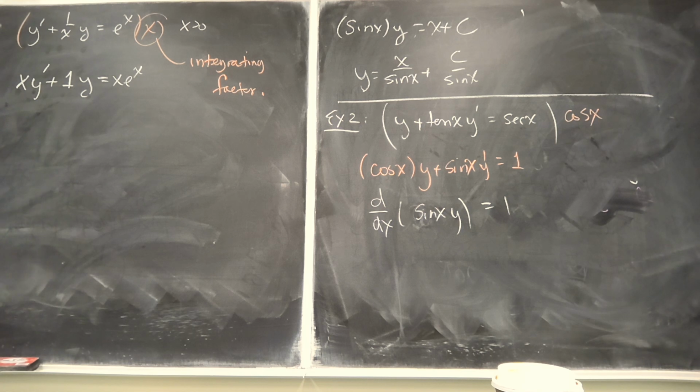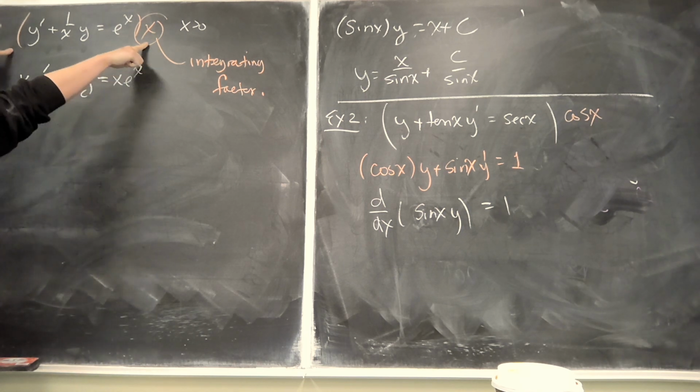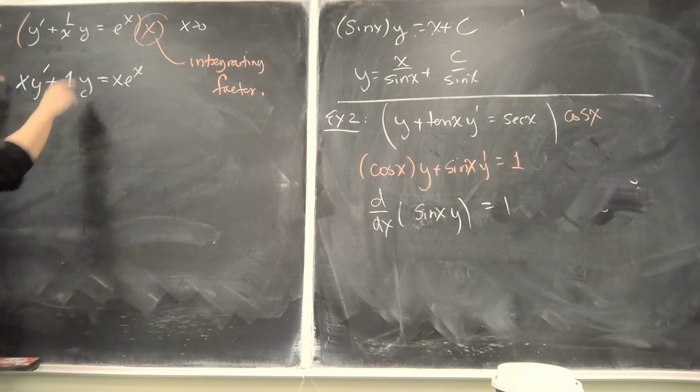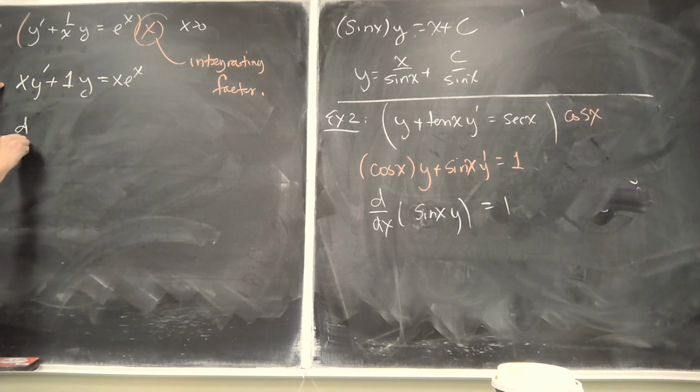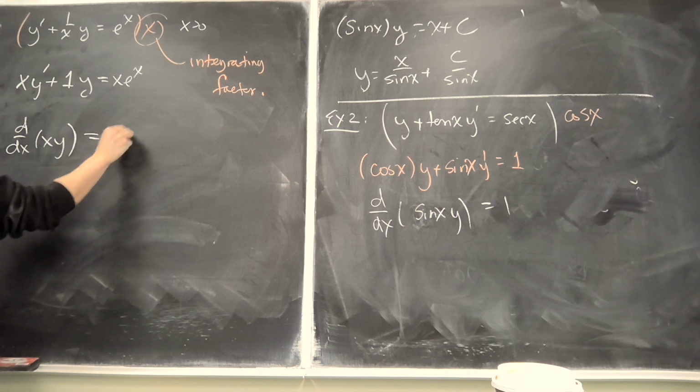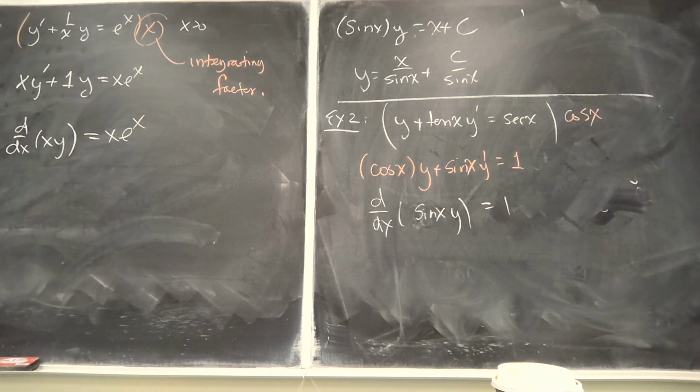From this point, since I've observed, hey, multiplying by this thing, x, has turned this into the derivative of xy, I don't need to do anything fancy here. The whole point of multiplying the x in was that this got pulled back into the derivative of a product. How do I get rid of it?